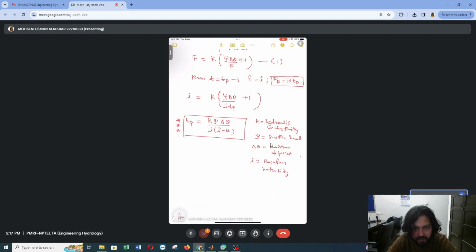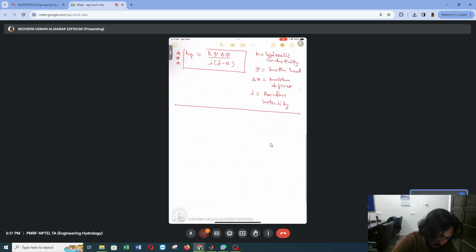So this is the case when ponding time is there. Now let us see one scenario where we look at what happens to cumulative infiltration after ponding time. There should be an equation for after ponding time also. So let us see a small derivation for that, and then we'll jump on to the numerical.